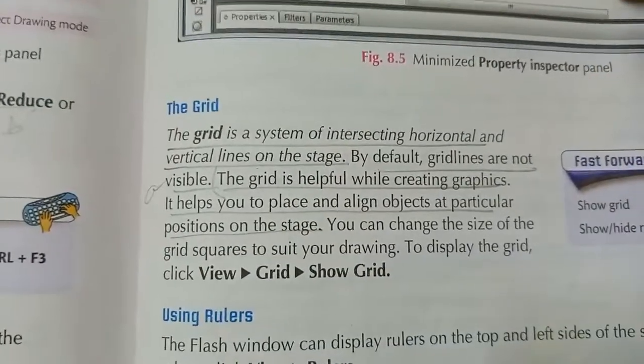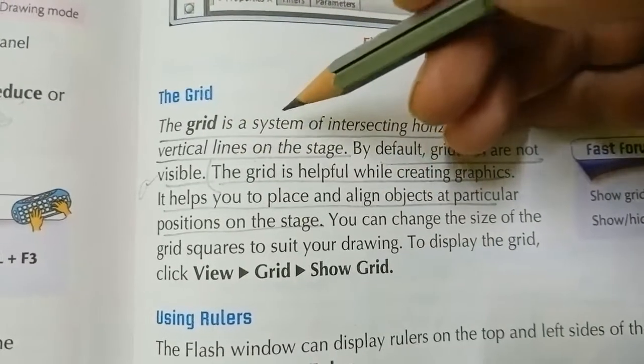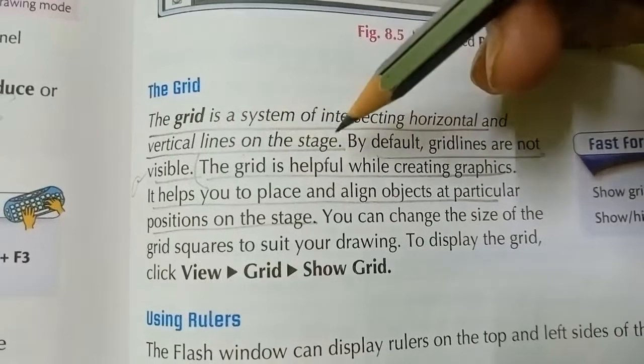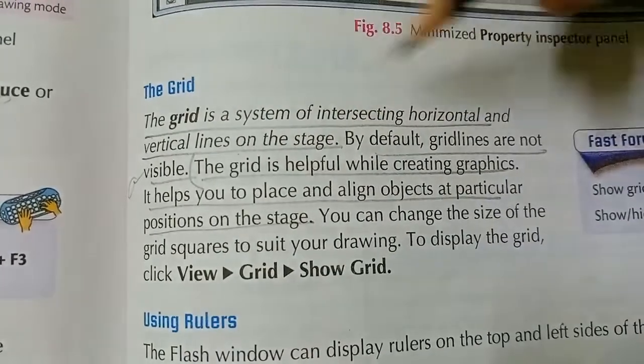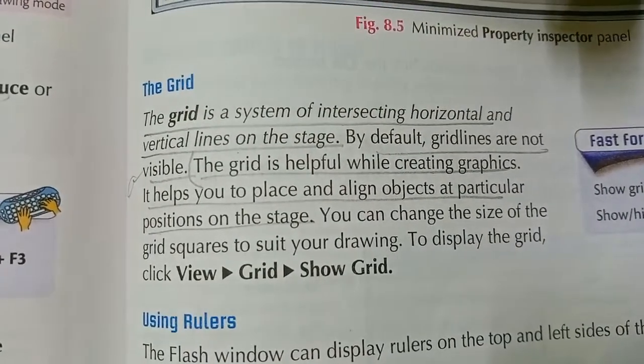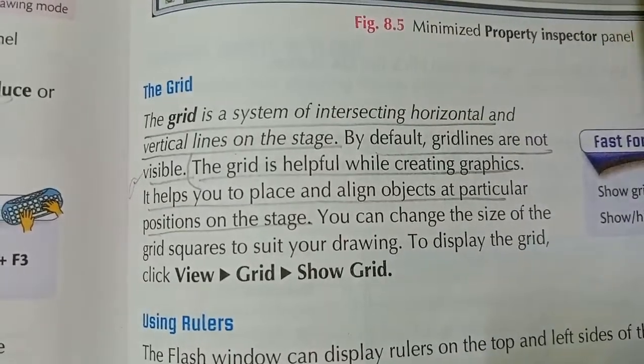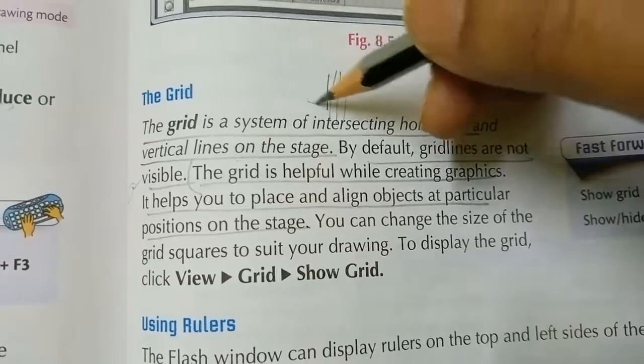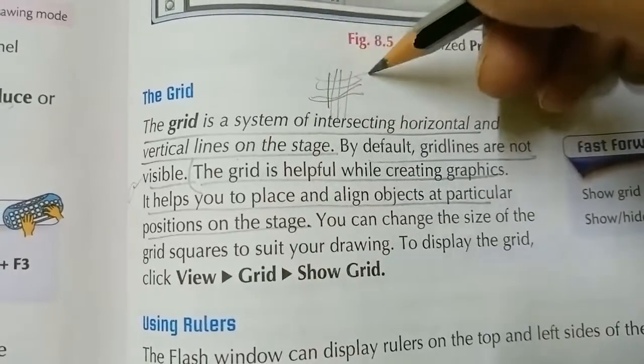The next is the grid. What is the meaning of grid? A grid is a system of intersecting horizontal and vertical lines on the stage. Stage means the white area where you draw anything. So a grid is a system of intersecting lines. That means the lines will be like this, horizontal lines and vertical lines, intersecting each other.